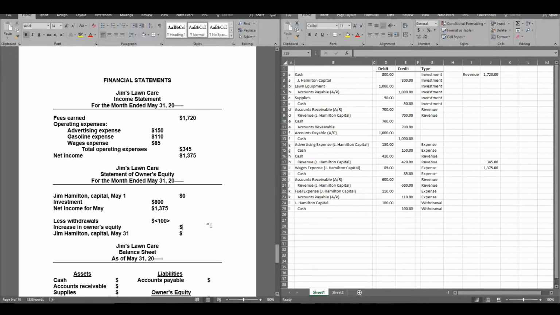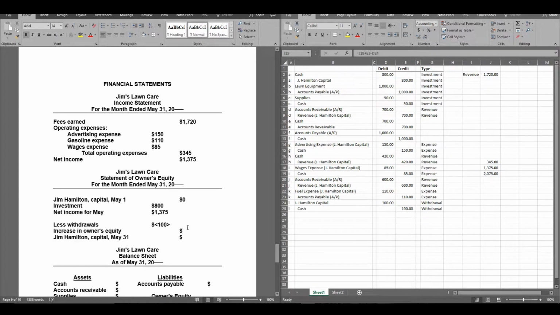So our increase in owner's equity is net income plus our investment minus our draw is 2,075. That's our increase. 2,075. So our capital account at the end of May, ordinarily, like if it was next month, we would start with 2075 and we would add the two together. This month we started with 0, so it's 0 plus 2075, so our ending is 2075.